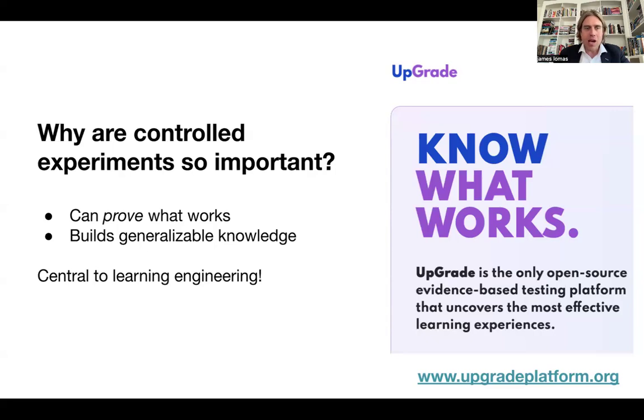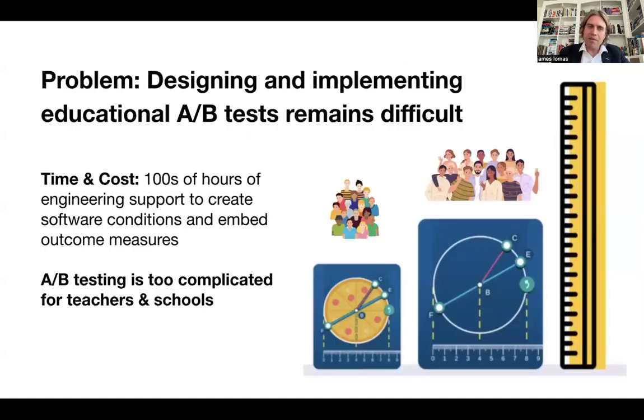We're deeply familiar with these topics because we help build Upgrade, an open source A/B testing platform for educational software developers. But even with this platform, we found that designing and implementing controlled experiments remains difficult because it can take hundreds of hours of engineering effort to create the different software conditions that you're testing. It can also take a lot of engineering support to properly embed outcome measures like quizzes after a learning intervention so that you can measure it. All this is way too complicated for teachers and schools.